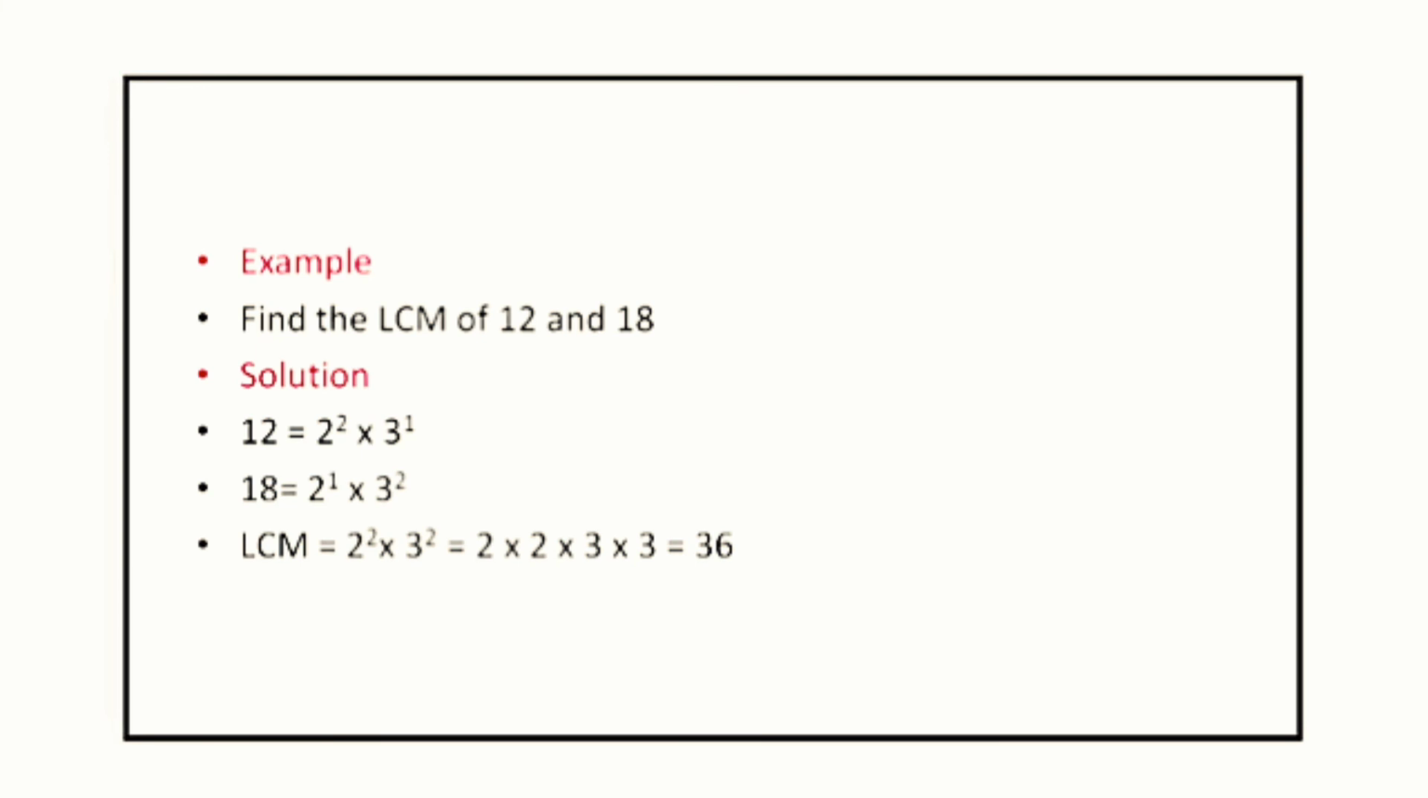Find the LCM of 12 and 18. Solution: 12 can be written exponentially as 2 squared into 3 raised to 1, which means it is 12. Now 18 equals 2 raised to 1 into 3 raised to 2, and LCM equals 2 raised to 2 into 3 raised to 2, where 2 raised to 2 means 4 and 3 raised to 2 means 9. Thus 4 into 9 equals 36.